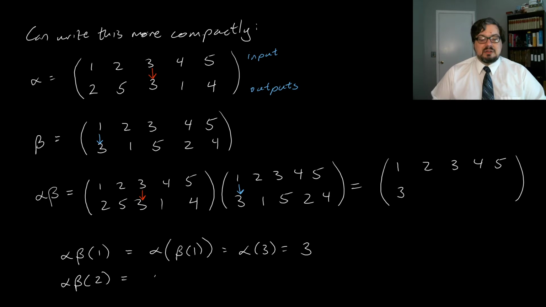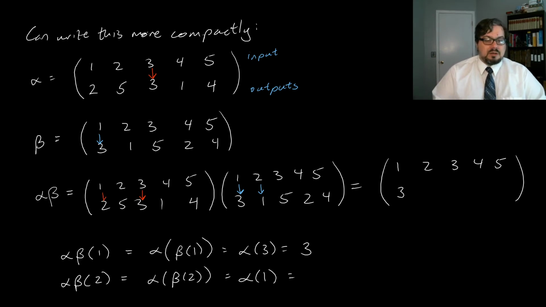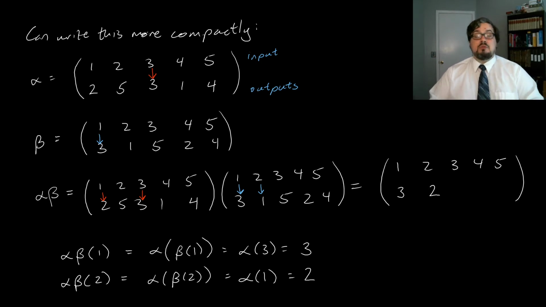Similarly, we can calculate alpha of beta of 2. Now, beta of 2 is equal to 1, and then alpha of 1 is equal to 2. So in the product of these two permutations, 2 gets sent to 2. So what we can see is that we can really just use the notation that we've got above with the two grids in order to compute these.